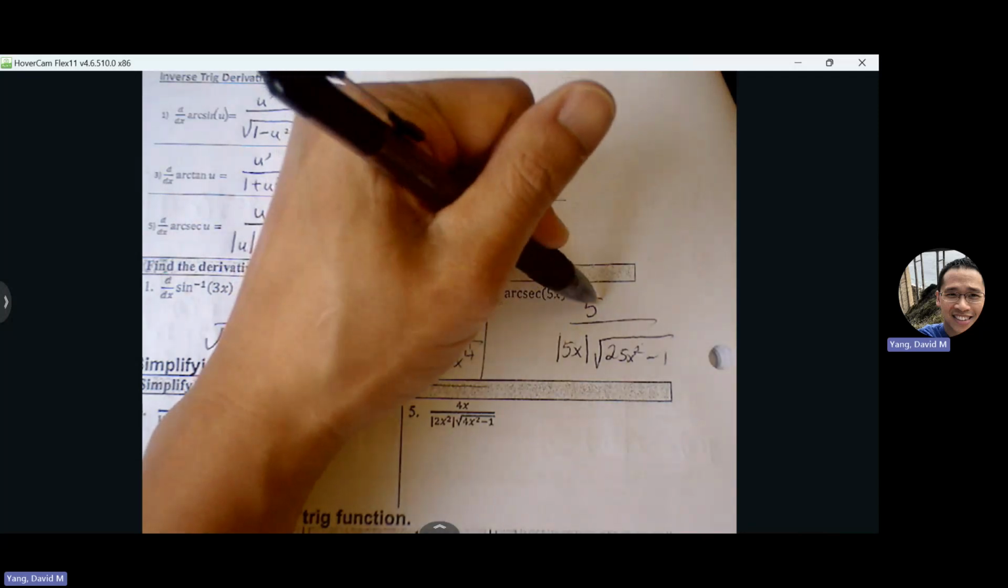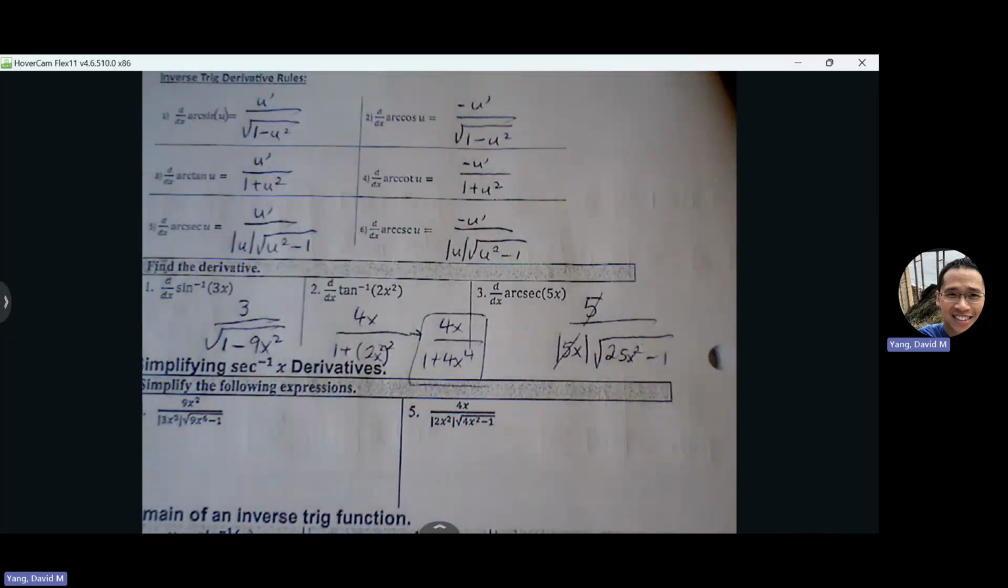We can actually reduce here. You can reduce inside an absolute value, so the 5 and 5 can cancel out.